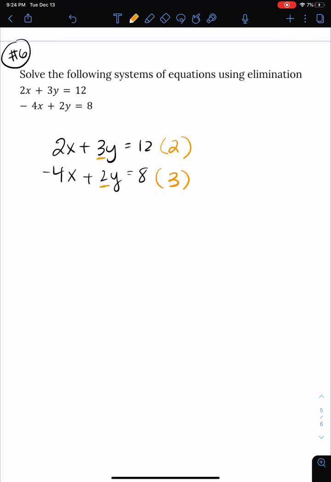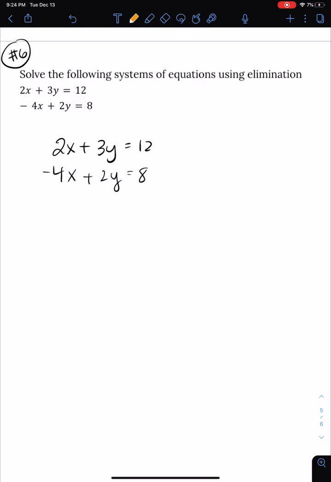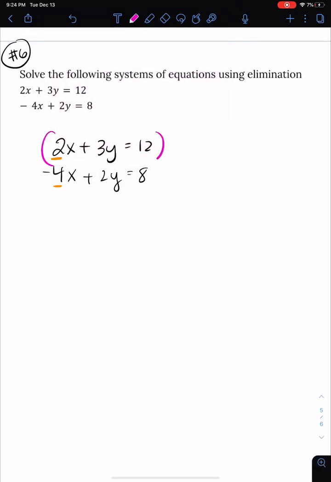However, in order to eliminate x, we would only need to manipulate one equation. Since x already has one positive and one negative, we don't need to change the signs. And since the first equation has a coefficient of 2 and the second equation has a coefficient of negative 4 in front of x, 4 is a multiple of 2. So we can multiply just this whole first equation by 2, and that would give us 4x to eliminate.